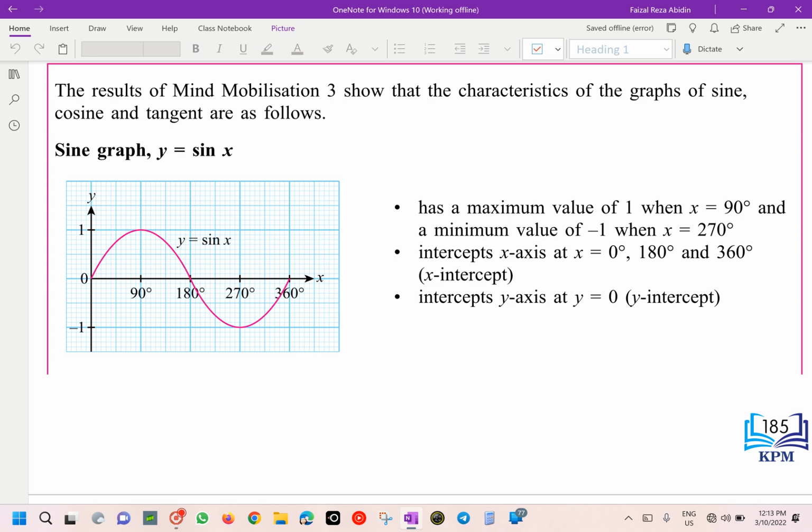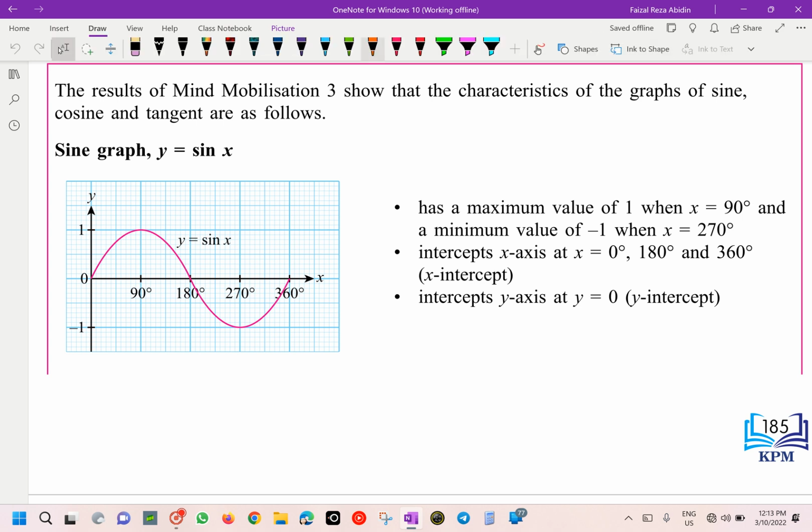If you look over here, this is the value for our x. This is for our x.